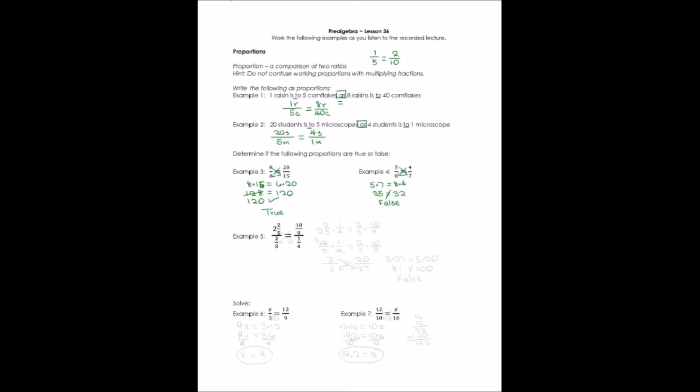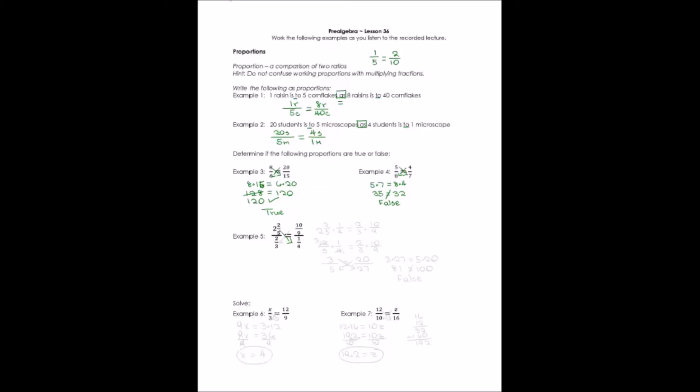Okay, let's take a really fun one. Look at example 5. This looks suspiciously like a couple of complex fractions, doesn't it? But the same rules apply. It's really a proportion. It's one big, huge, complex fraction equals another big, huge, complex fraction. So how do we solve proportions? Well, we cross-multiply to see if they're equal.